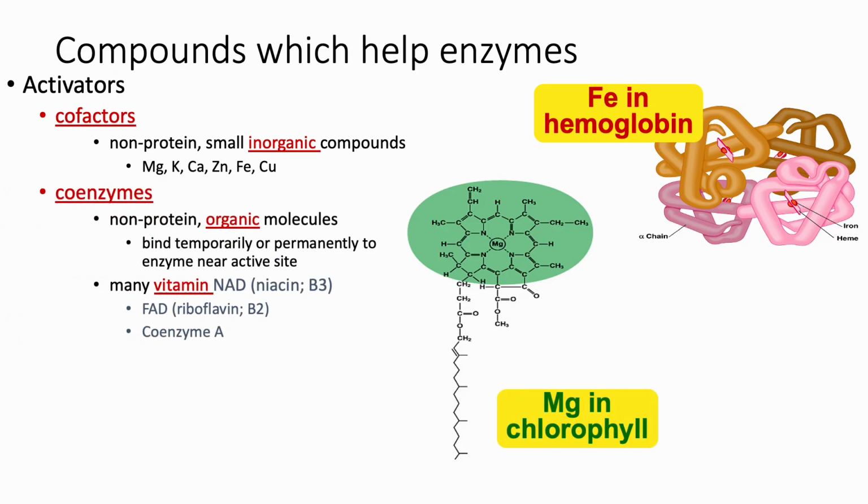We also have coenzymes. Again, they are non-proteins, but they are organic molecules. They can bind temporarily or permanently to an enzyme near the active site. This would be many of our vitamins, such as niacin, vitamin B3, riboflavin, vitamin B2, or coenzyme A.